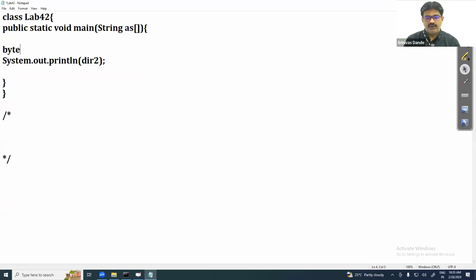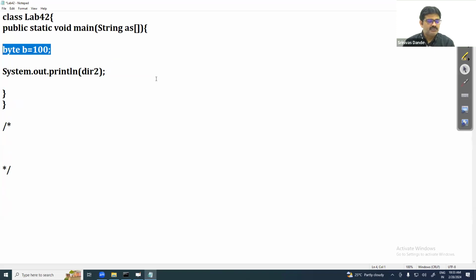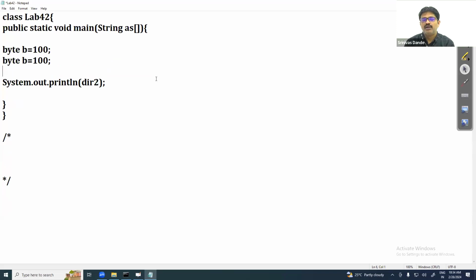We have seen the 4 types. So if it is decimal also, we can store in all 4 types, right? Suppose I write byte b equals 100. Can I store 100 in byte? Yes. Small values, you can. Then short.